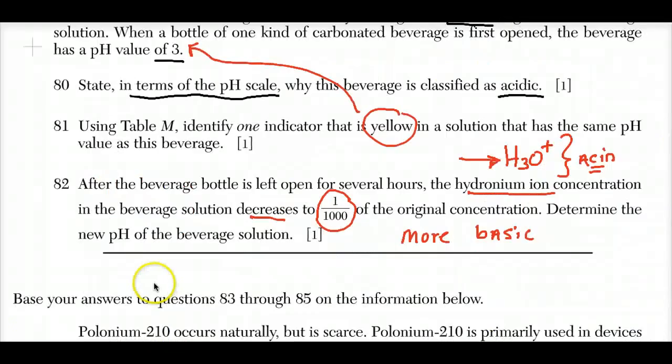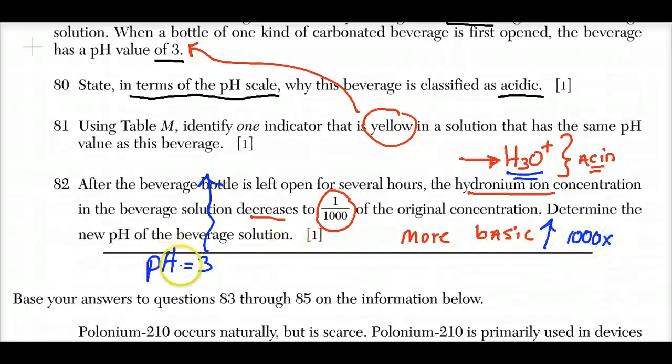So they're talking about the acid quality of the solution decreasing. Well, that means it's getting more basic, as I've said. Now, the pH is originally at 3. And if it's getting more basic, the pH is going to increase to some value. Now, how much? Well, I know the acidity is decreasing 1,000 times, so the basicity is increasing 1,000 times.